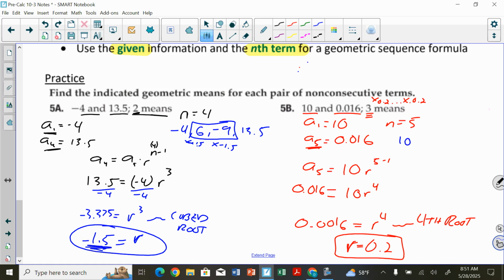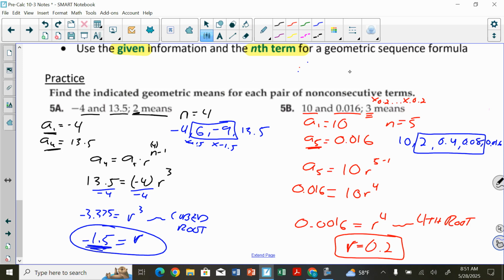The sequence would be 10, then we multiply by 0.2 and you get 2. Then you multiply by 0.2 and you get 0.4. And then you multiply by 0.2 and you get 0.08. And then you can see how you get the next one, 0.016. But these three were the three geometric means in that sequence that we are looking for. All right, moving along. We are cruising.